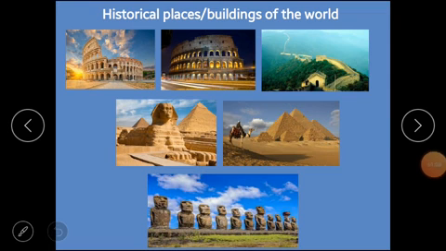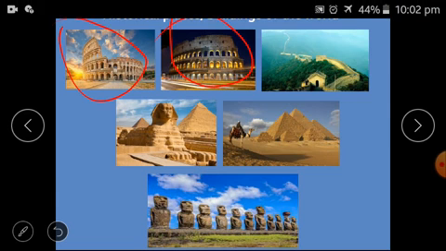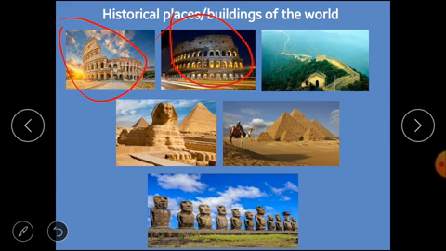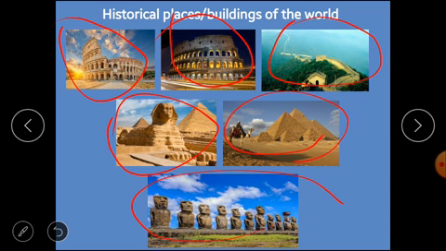If we talk about the world, there is Colosseum. This is Colosseum during the night. Colosseum is in Rome, Europe. This is the Great Wall of China. I am sure you all are aware of the wall. And then the Great Pyramid and the Easter Island. There are so many other places that have not been listed here, but they are of greater historical importance. You can explore them yourself.